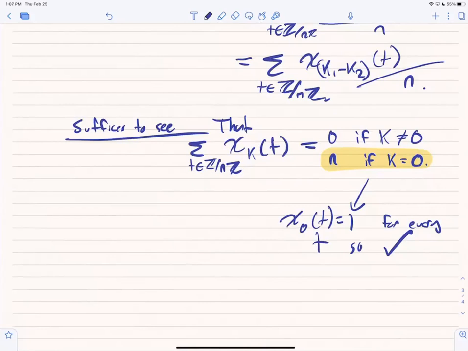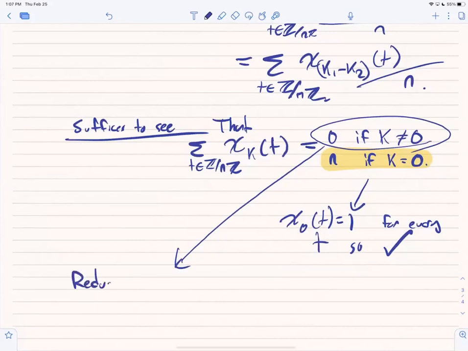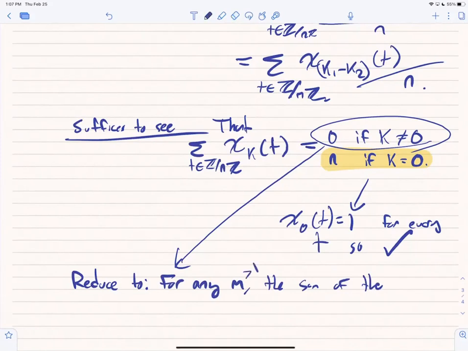To see this, you essentially reduce to the following: for any m not equal to 1, so any m larger than 1, the sum of the mth roots of unity in C is equal to 0.